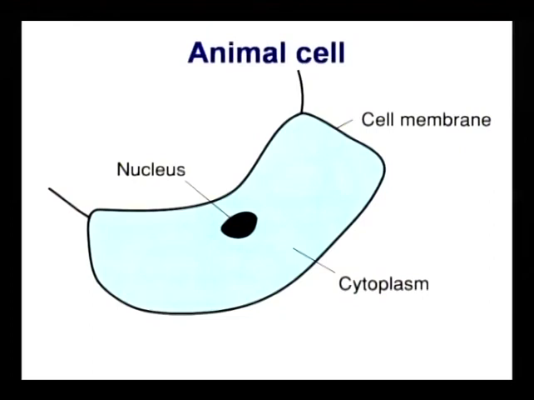All right, receiving students and model class, you can see the diagram of the plant cell. This is a typical diagram of an animal cell. And an animal cell has three parts labeled: the cell membrane, cytoplasm, and the nucleus.